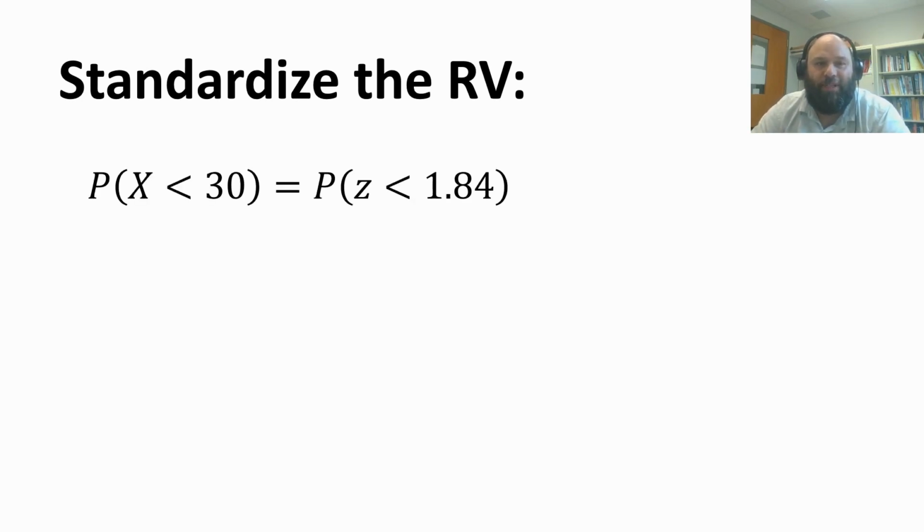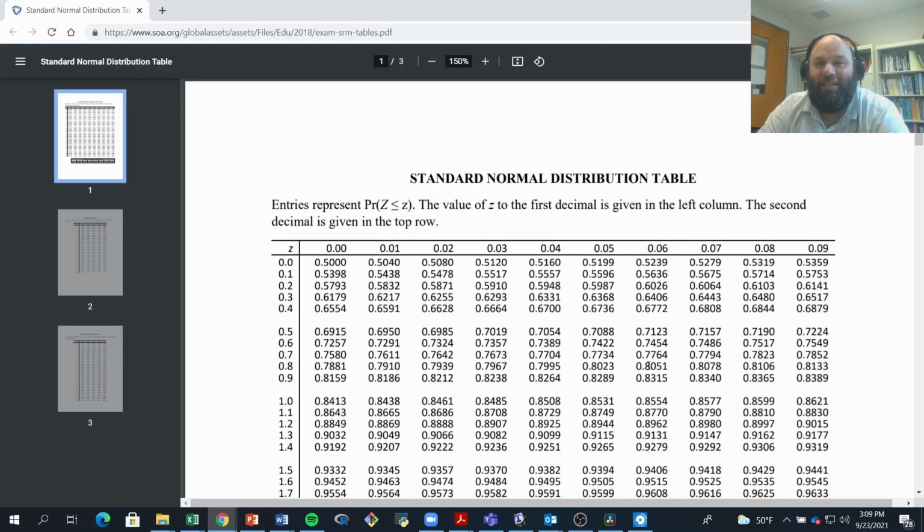So put in probability language, the probability that our random variable, the number of weeks, is less than 30 is equal to the probability that a standard normal random variable is less than 1.84. 1.84 standard deviations from the mean. We can now take this number and go to the standard normal table. This is an example of a standard normal distribution table.